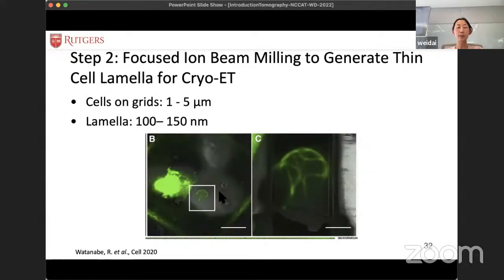So again, this is before milling, and you can probably tell this is still a very big, very thick area in SEM. This is a SEM image overlaid with a fluorescence image. And this is the filamentous structure that they're interested in because they are large-decorated microtubules. So C shows you after milling. Again, it is the SEM image overlaid with the fluorescence image to see where your target is, okay? And this is basically the lamella generated from FIB.